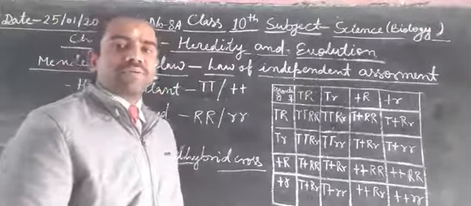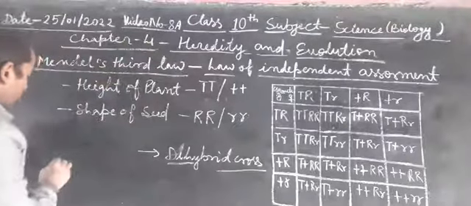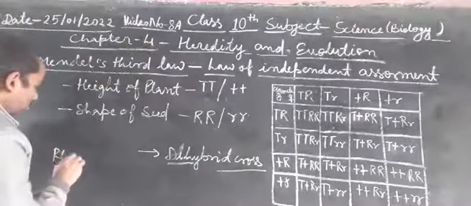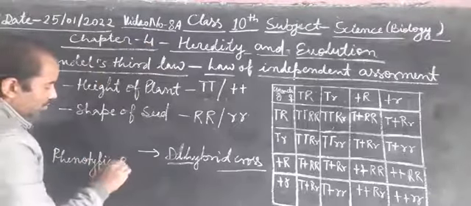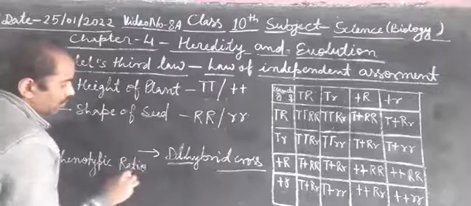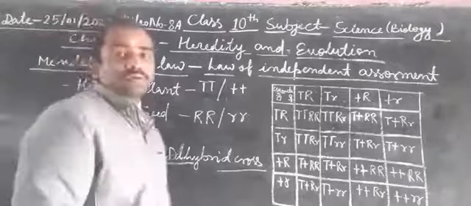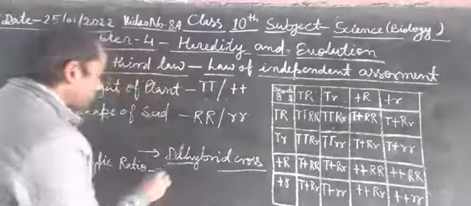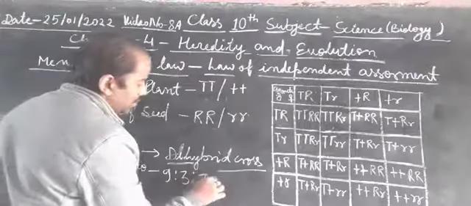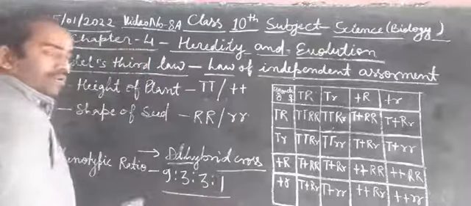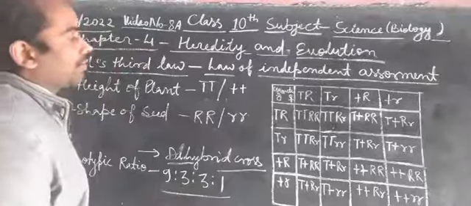What is the phenotypic ratio of dihybrid cross? So, the phenotypic ratio will be 9:3:3:1. What is 9? 9 are the tall and round plants.